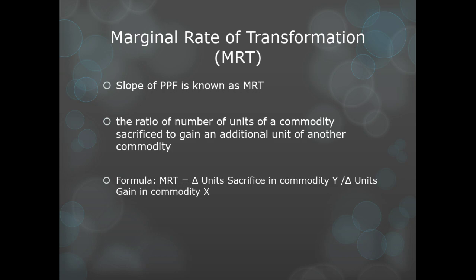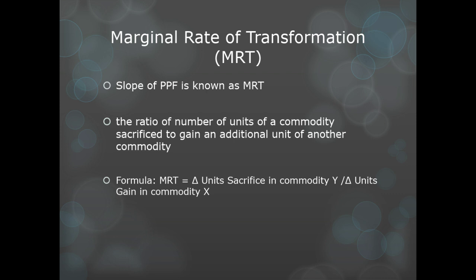So the formula is given here: change in units of sacrifice in commodity Y, that is here in that particular diagram commodity A, divided by change in units gained in commodity X, in our case commodity B. So it is a ratio of change in units sacrificed of commodity Y divided by change in units gained in commodity X.